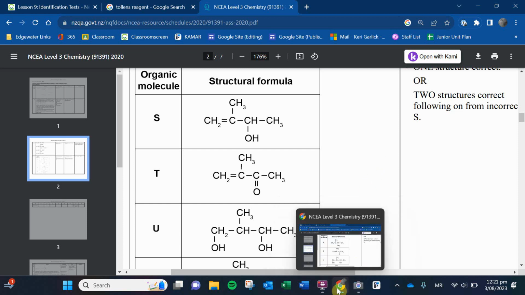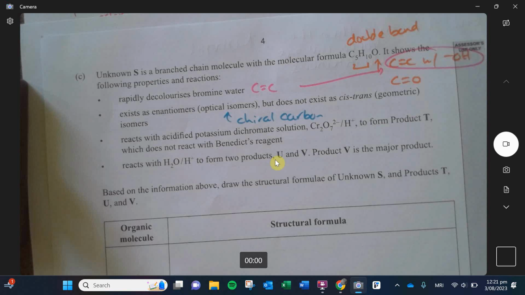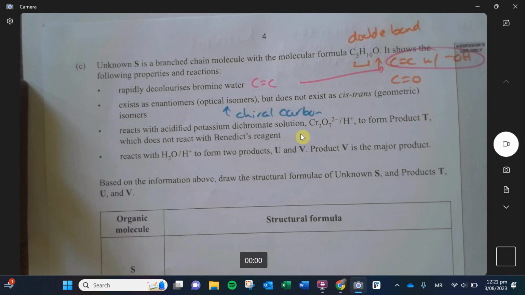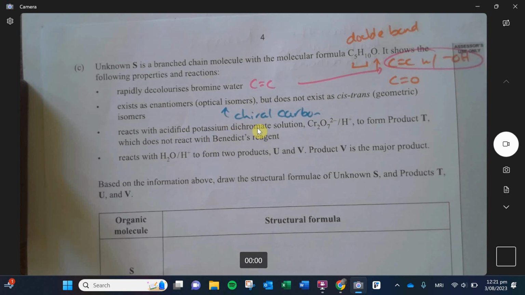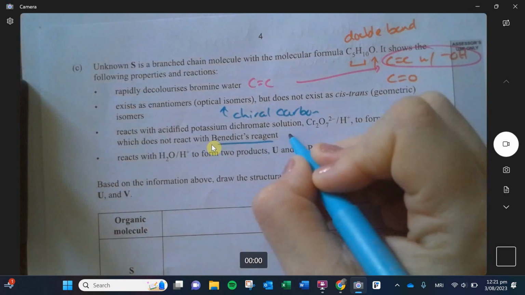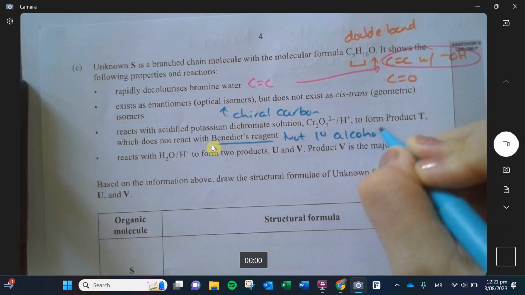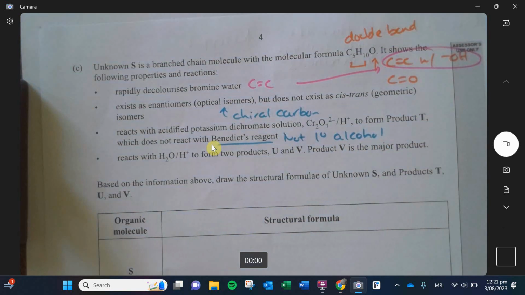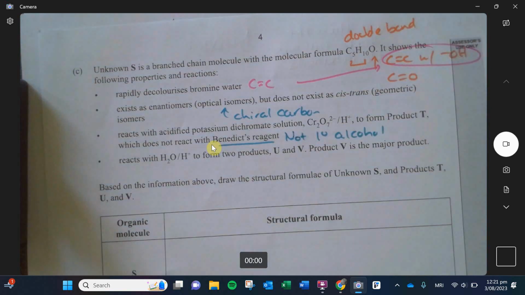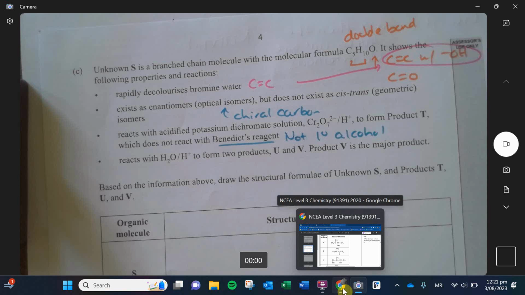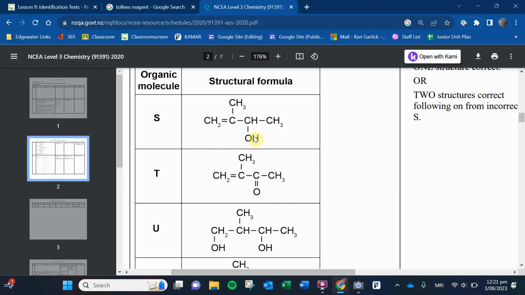So P, where did my camera go? P is just the product of the acidification with potassium dichromate. It doesn't react with Benedict solution. So again, that should be a hint to you that it's not a primary alcohol. Those 2 hints together tell you it's secondary. And they just want you to figure out the product. So basically, you're just drawing the molecule that is a ketone. I'm just going to swap it over to show you guys the answer. So we replace this OH with the carbonyl.